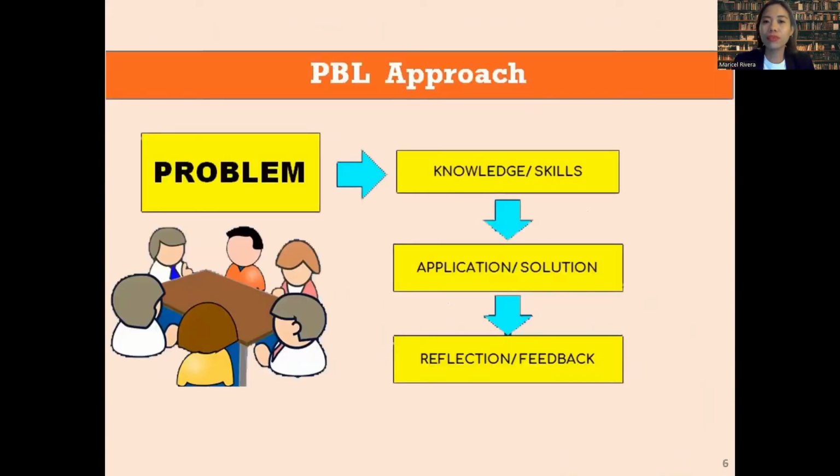And the PBL approach, of course, we begin with the problem. And then after that is our knowledge about it, our skills, in order for us to come up with a solution. We present the solution, we apply what we have learned, the skills, to solve the problem. And then after we reflect on it, and we need to ask for feedback: does it really work? Is it really the best solution? It could be constructive feedback, or it could be everything positive. So it depends on what is being observed by your audience.